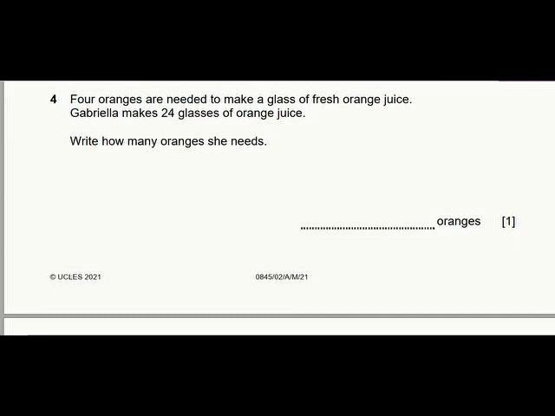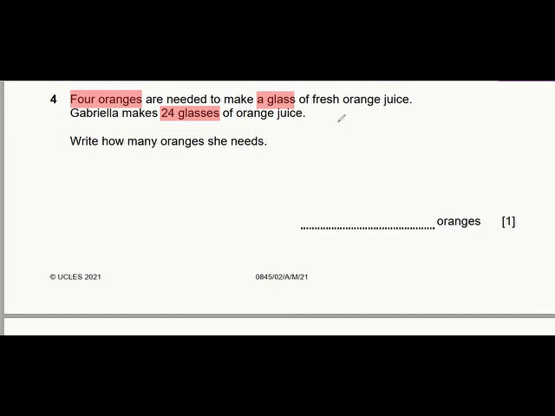Exercise 4. 4 oranges are needed to make a glass of fresh orange juice. Gabriela makes 24 glasses of orange juice. Write how many oranges she needs. So exercise 1, highlight what you want to get. Well, you might not highlight the paper itself, but if it appears in a mock exam or in another kind of exam, it will be good to do this. So she wants to make 24 glasses. It says 4 oranges are needed to make a glass, one single glass.